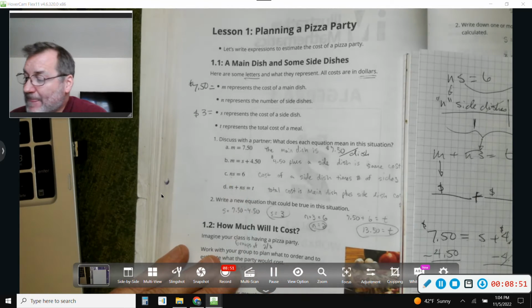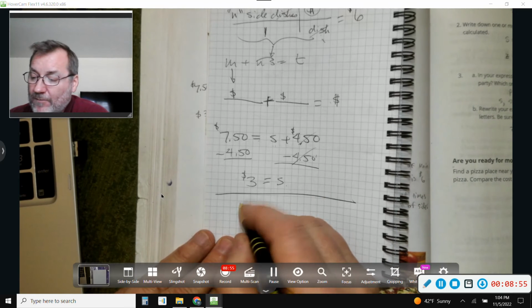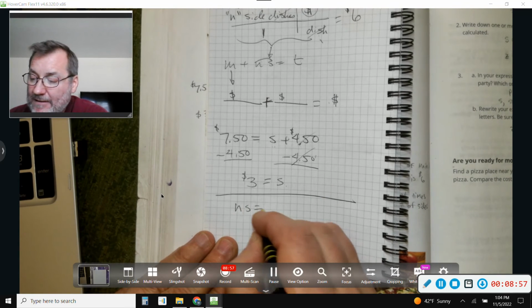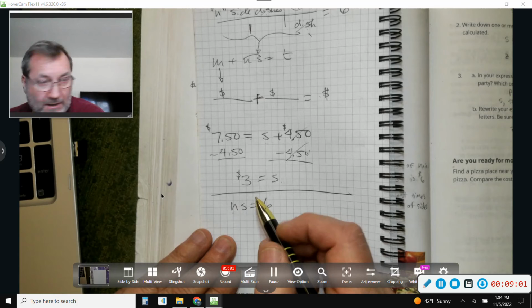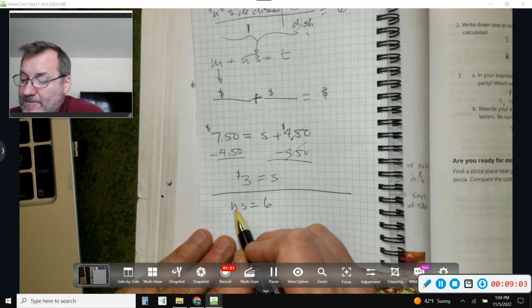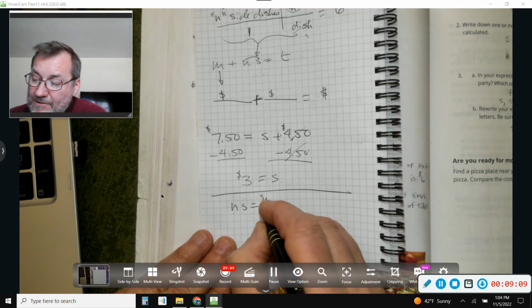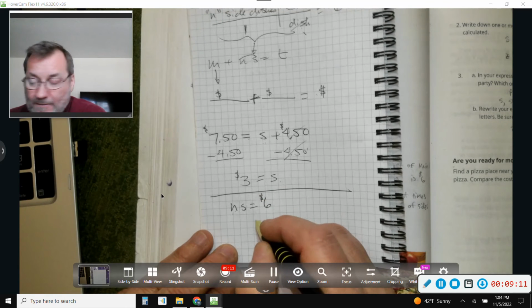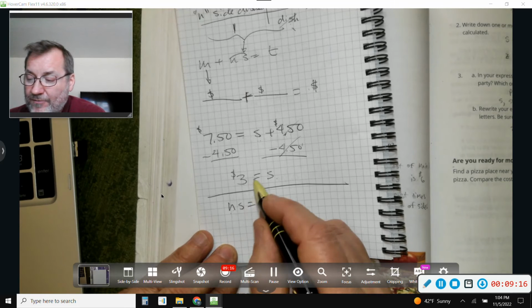All right? So if you look at that one, what do we have? Well, you have NS equals 6. Now you're trying to solve for N. Makes sense? All right? So that's the number of sides times the cost of a side dish. But it equals altogether $6. All right, so let's take this equation. Now a lot of you would say, well, let's just go and throw the 3 in there.